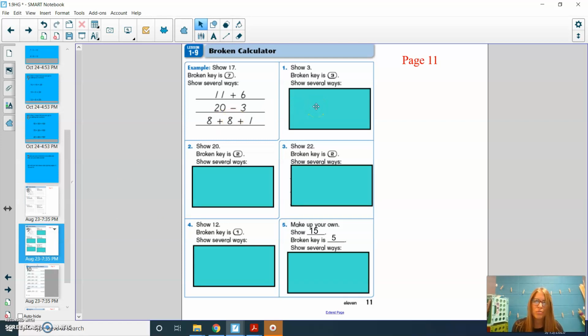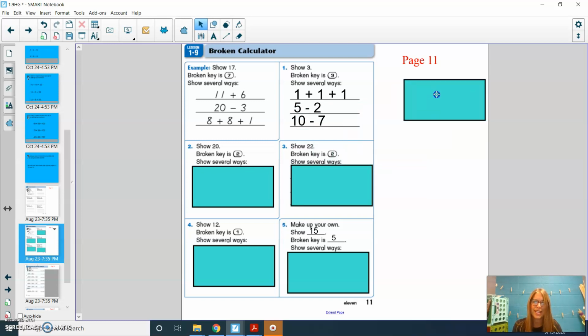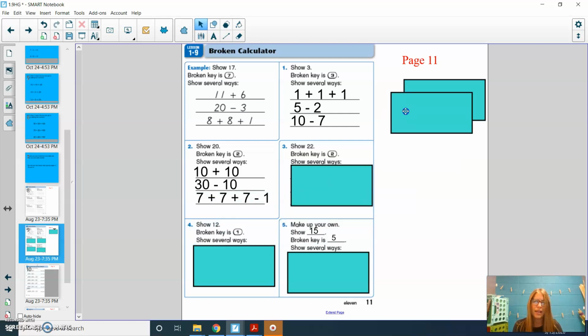So second graders, there's more than just the answers that I have, but here's some ways that I showed 3. I showed 3 by doing 1 plus 1 plus 1, by subtracting 5 minus 2, and by subtracting 10 minus 7. To show 20, I chose to show 20 by adding 10 plus 10, by subtracting 30 minus 10, and by adding 7 plus 7 plus 7, which would be 21, and then subtracting 1.